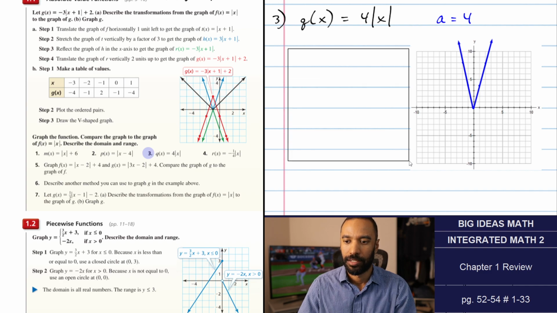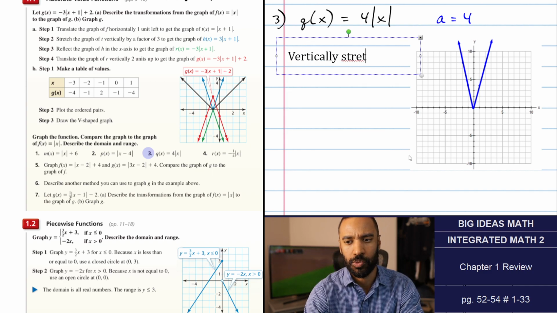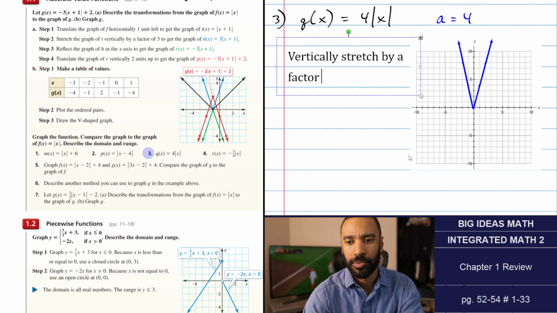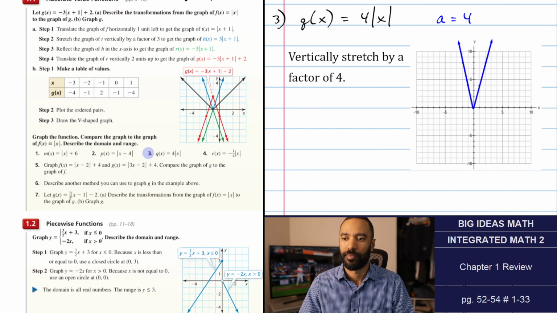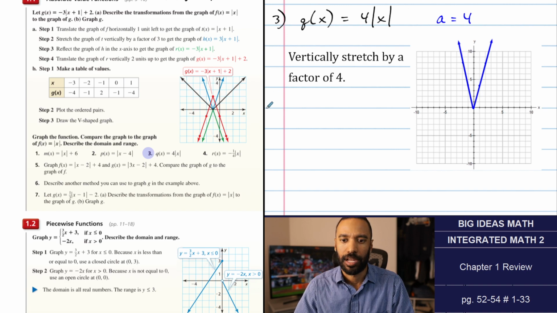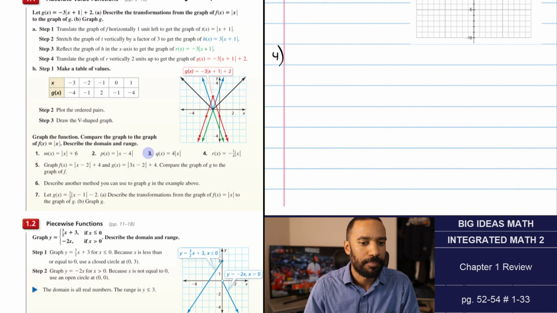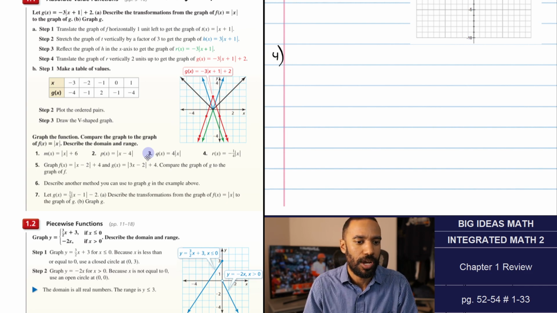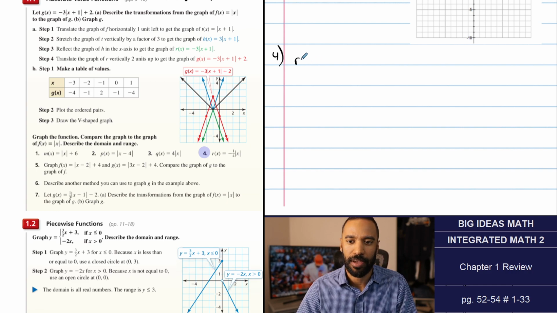So I can say vertically stretch. It's not just stretch. There's horizontal stretches as well, which I generally try and avoid. But we'll see. By a factor of 4. And lastly, number 4, not lastly, but of these basic ones, I suppose. R of x equals, 2 transformations technically, negative 1/4 times the absolute value of x.